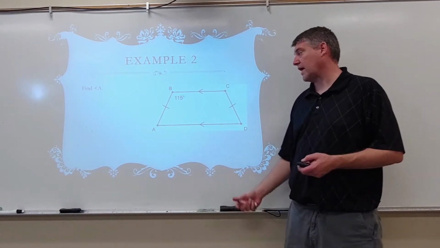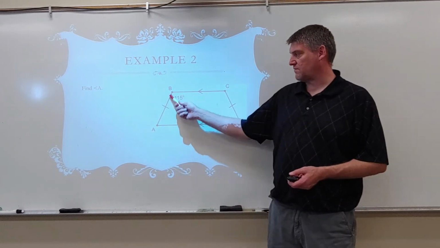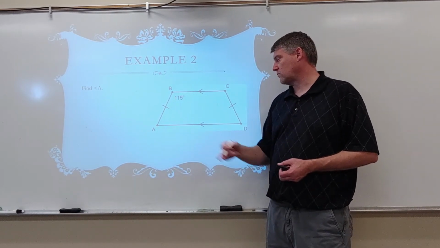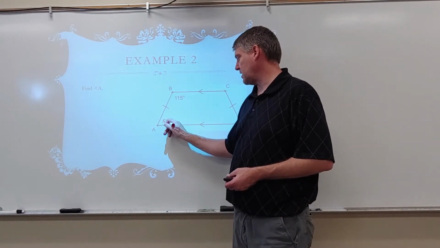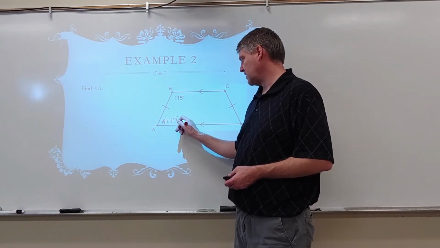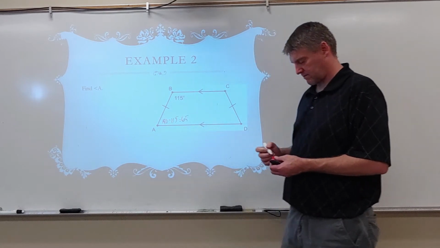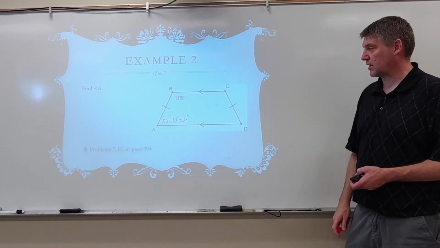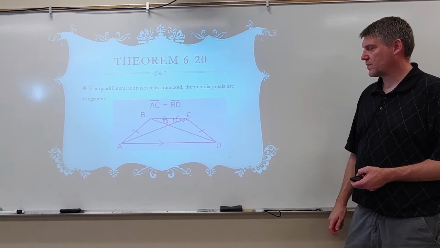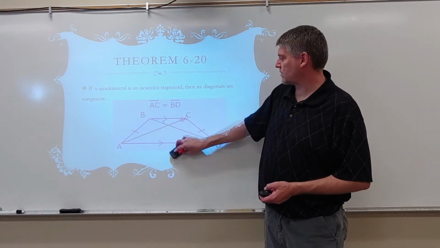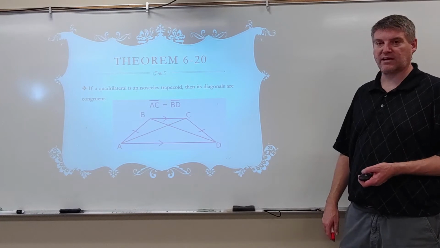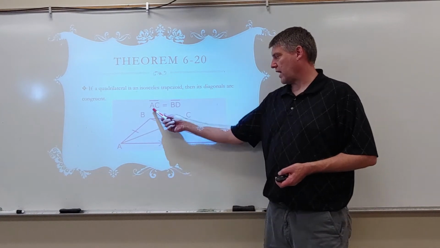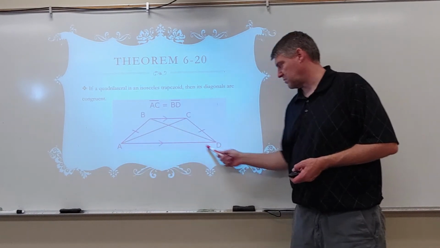So find angle A. If this is 115, I'm going to subtract 115 from 180. So 180 minus 115 equals 65. Very similar to last problem. All right. If a quadrilateral is an isosceles trapezoid, then its diagonals are congruent. So AC is equal to BD.